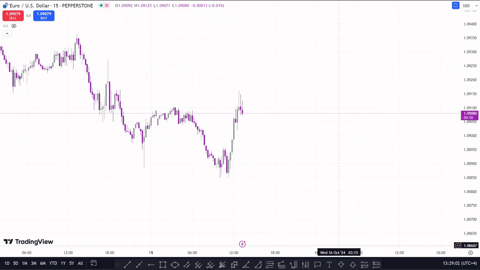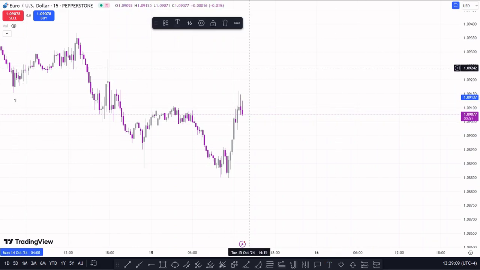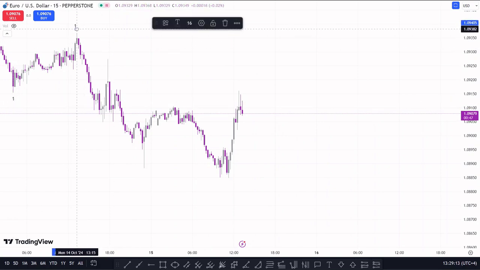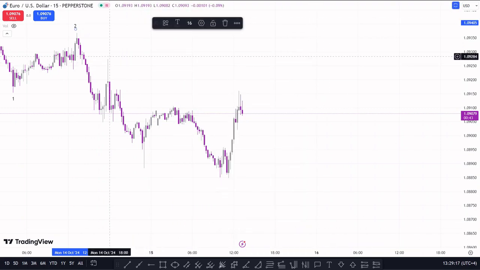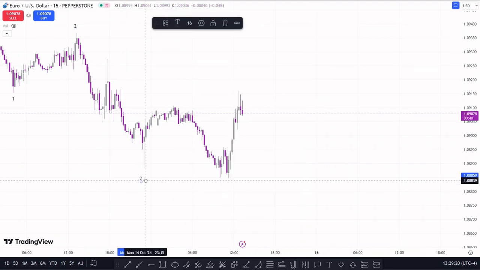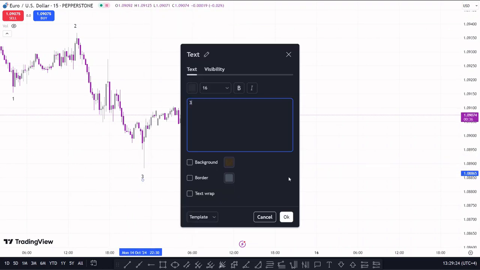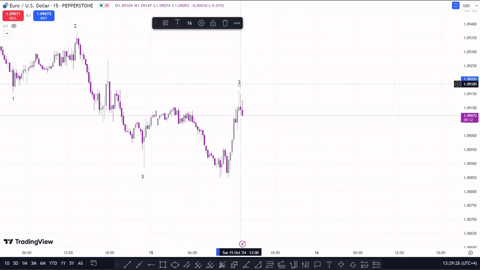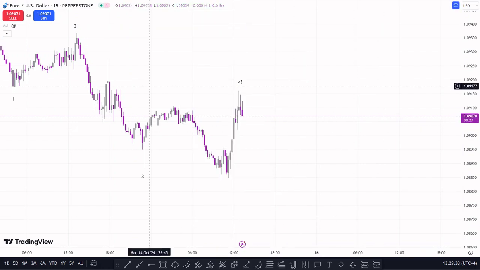Okay? So first, let's mark the numbers, the corresponding numbers to identify the significant highs and lows. So this will be my number one, swing high. Number two, swing low. Number three, and we'll see if this is number four. We don't know yet.